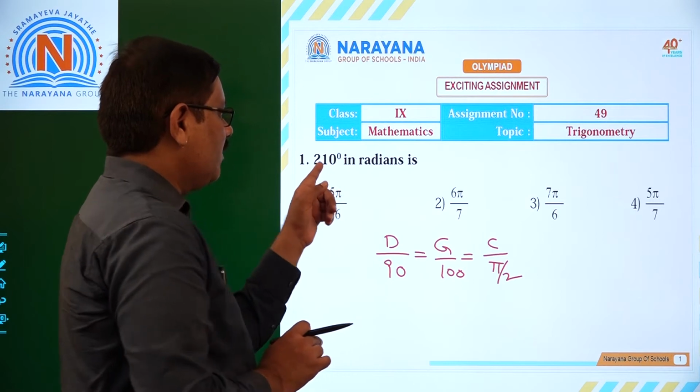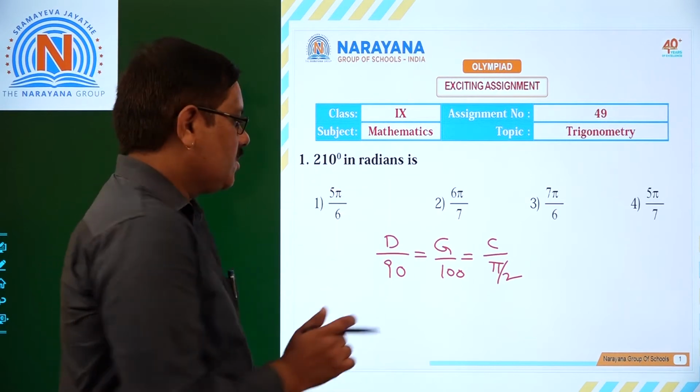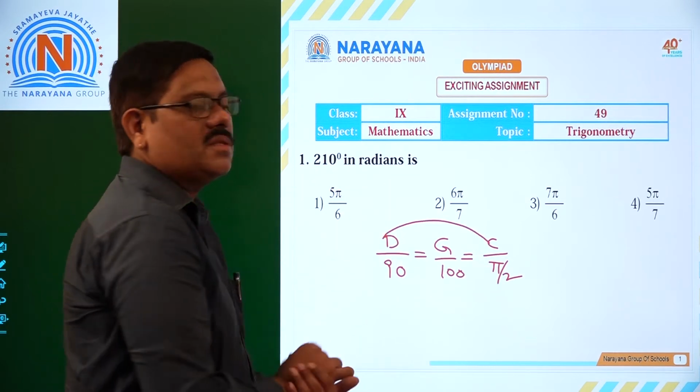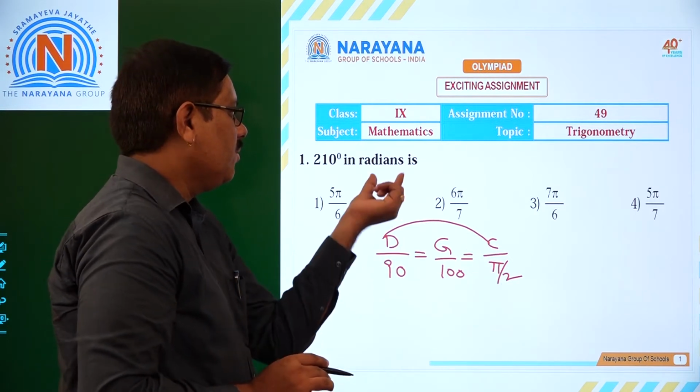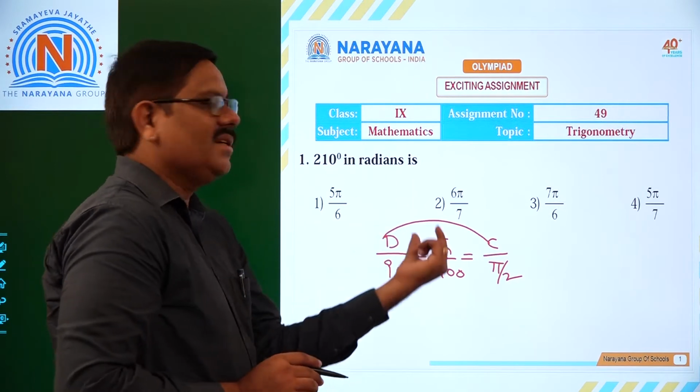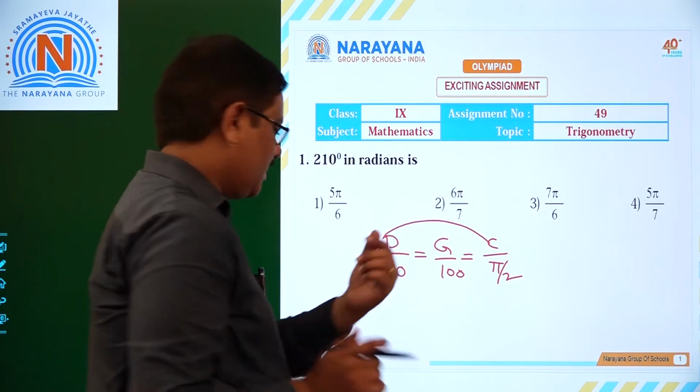Now he is asking us to convert degree system into radian system. So degrees to circular system, radians we have to convert. Using the relation D by 90 is equal to C by pi by 2, we can convert the degrees into radians. Now let us see how to do that.